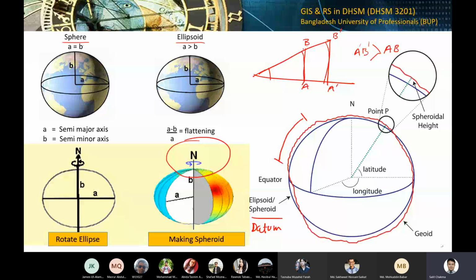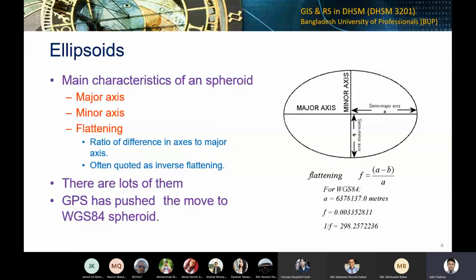Alright, so again going back to the ellipsoid. So in ellipsoid we have few things to consider. One is the major axis, which I have already discussed. Minor axis, also discussed that. So if we make it half, just like as I said, A divided by 2 and B divided by 2. Okay, so this is the semi.